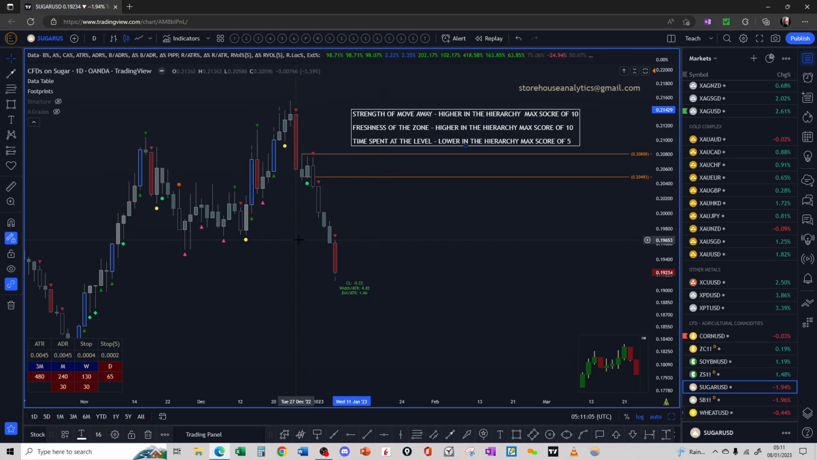There are other filters you can use. As I said, there are many filters. There are filters that are deemed extrinsic to the level. So the location of the level relative to higher time frame levels, the trend of price as well could be another filter you add. All of those would be outside of assessing the zone itself. Okay, so intrinsic filters that should be applied to all levels, these 3: strength of the move away, freshness of the zone, and time spent at the level.